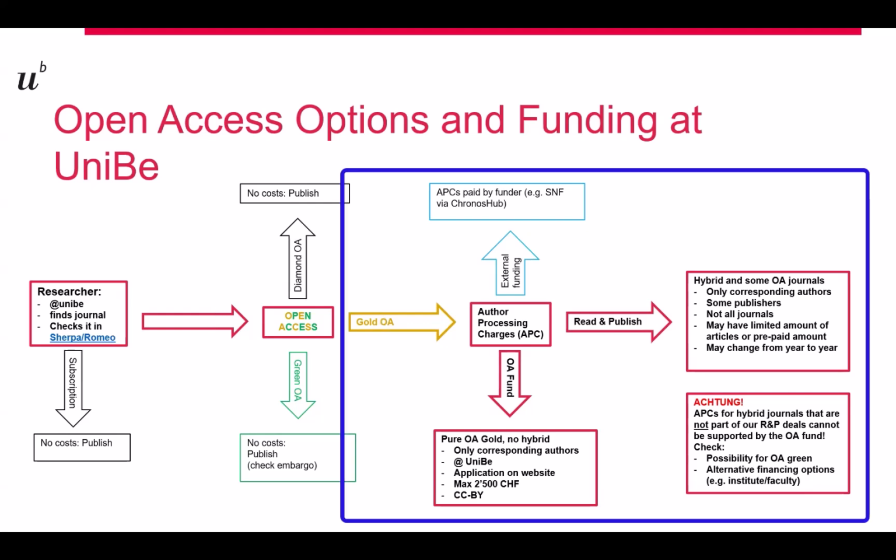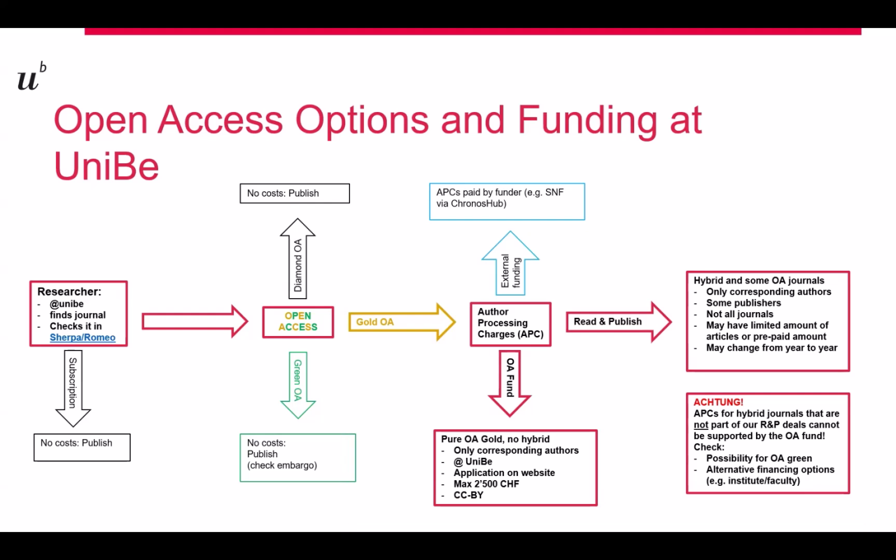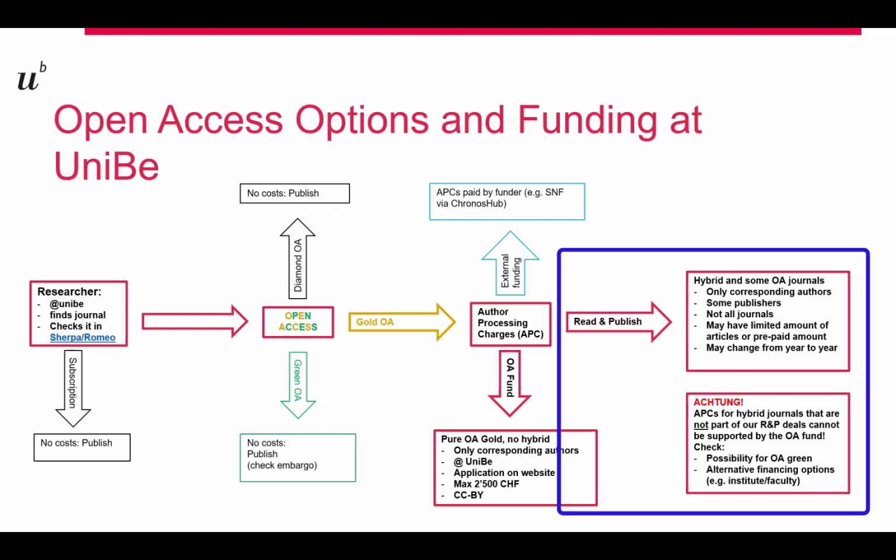And there is the gold open access way, where you have to pay article processing charges to publish online. There are two different possibilities. The one is read and publish deals. You can get funding for publication. These are deals with specific publishers, and if your journal is covered by one of these deals, you can get funding for them.